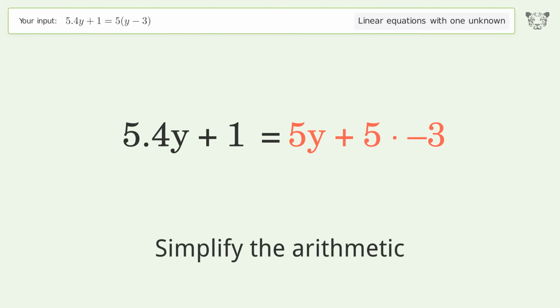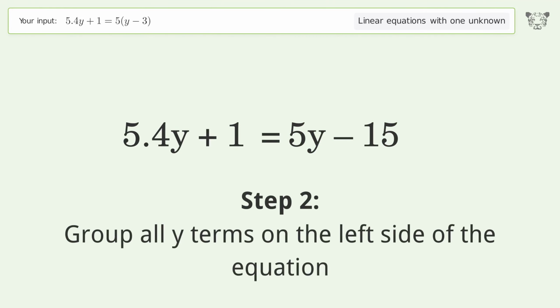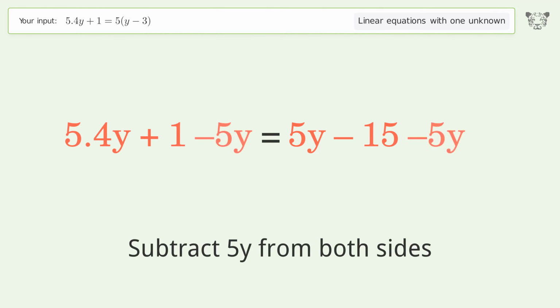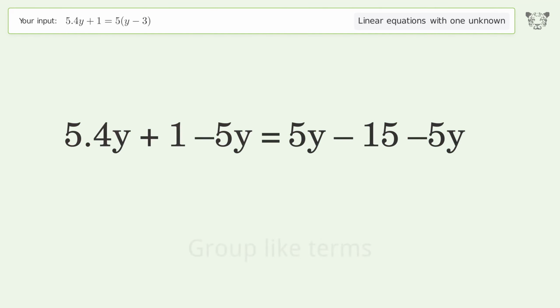Simplify the arithmetic. Group all y terms on the left side of the equation. Subtract 5y from both sides. Group like terms.